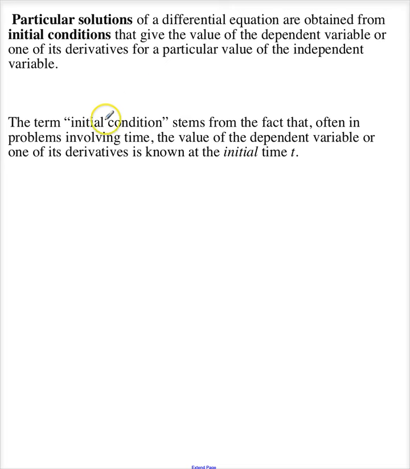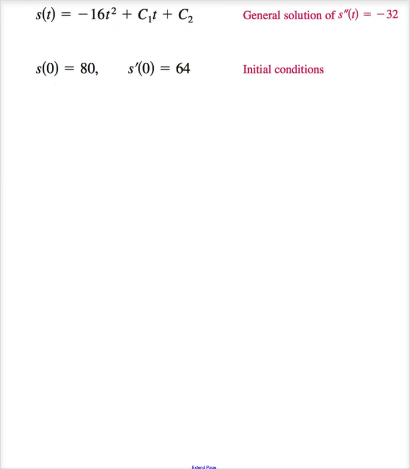We use the term initial conditions because in the sciences, a lot of times we're referring to knowing what a particle is doing at an initial time. But the initial conditions can be at any point on the curve. Let's look at this differential equation. s double prime equals minus 32.